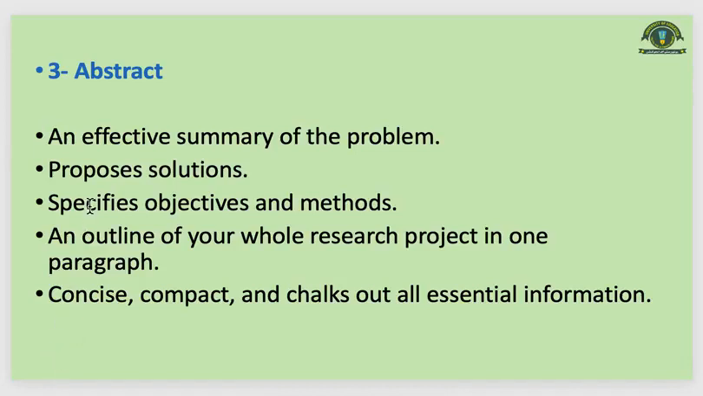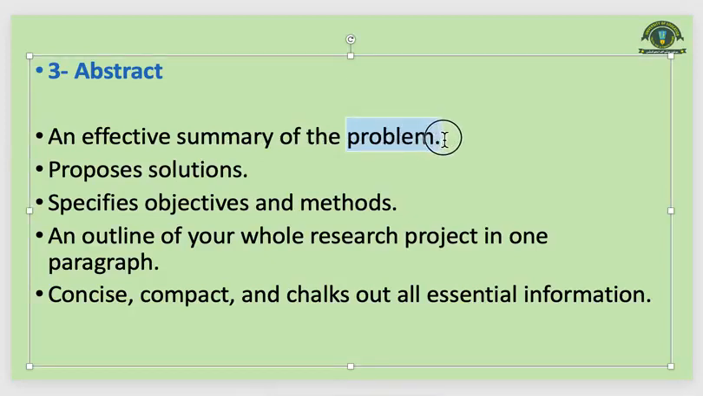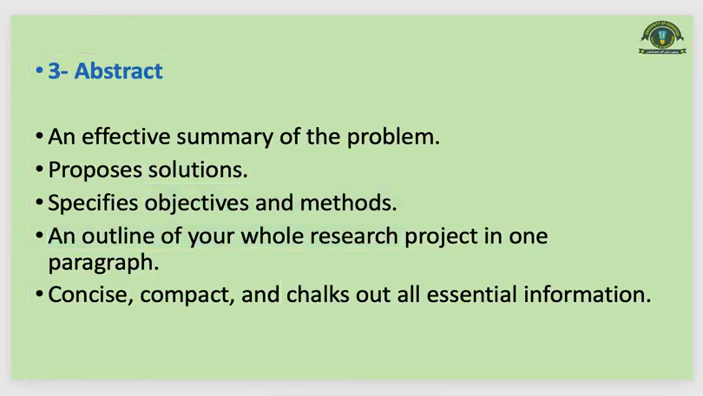So all of these would take up probably one sentence, and now it's your command on good writing, academic writing, and research writing, that how you summarize the problem, for example, in one sentence, and how would you propose the solution in another sentence, and then how would you specify the objectives and methods in another one or two sentences. So, you can write good abstracts after a little practice.